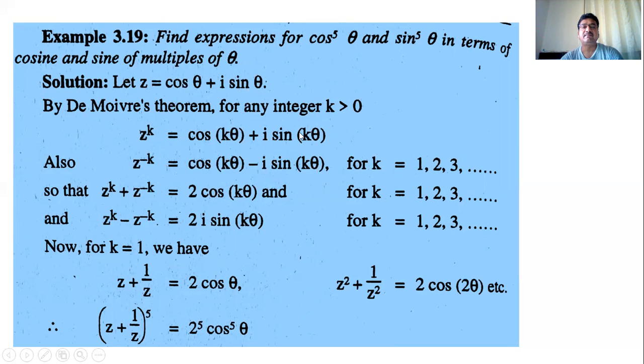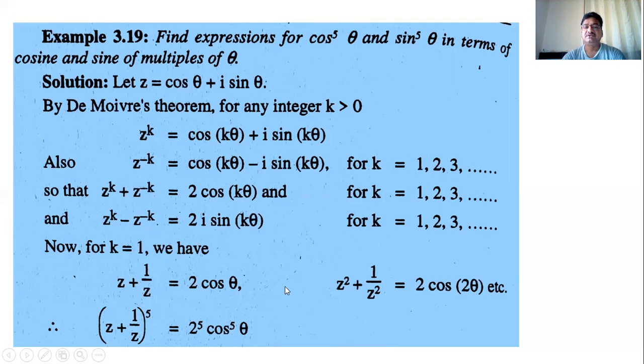2 times cos k theta, because plus I sin k theta and minus I sin k theta becomes 0, and this cos k theta plus cos k theta is 2 cos k theta. And z raised to k minus z raised to minus k is what? Their subtraction: this becomes 0, and this becomes 2 times I sin k theta. Okay, and z raised to minus k means 1 by z raised to k, right? So if we substitute k as 1, then we have z plus z raised to minus 1, means 1 by z, is equal to 2 cos theta.